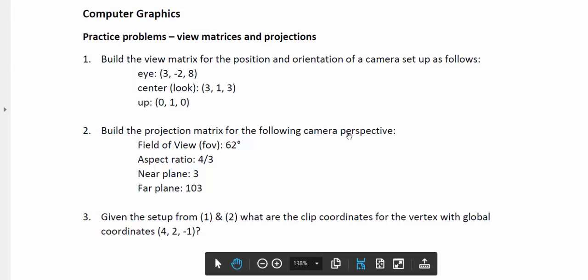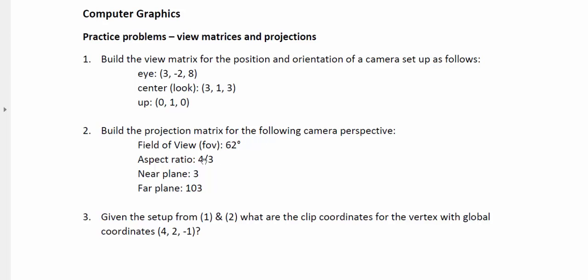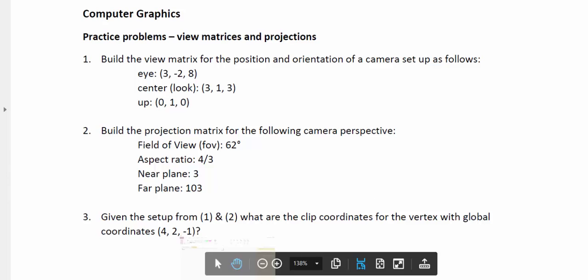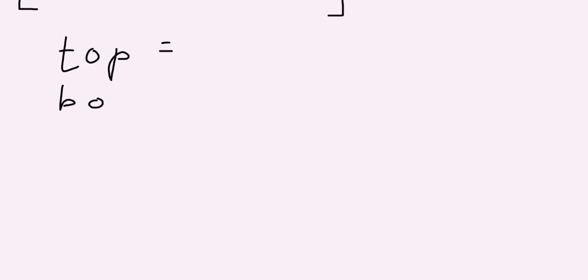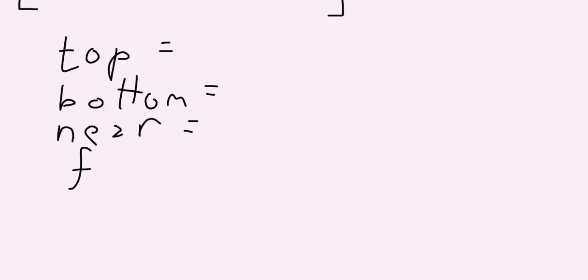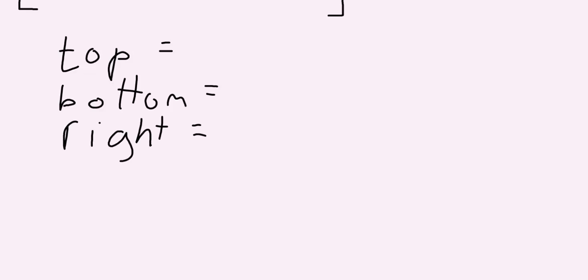So, second question here: build a projection matrix for the following camera perspective. We have a field of view of 62 degrees, an aspect ratio of this, near plane 3 and far plane 103. So the idea here is that we're going to build data that will in the end be data for top equals something, bottom, near and far. Oh, sorry. Let's start with right, left, and near and far are actually given. So we're going to fill them in into the matrix.